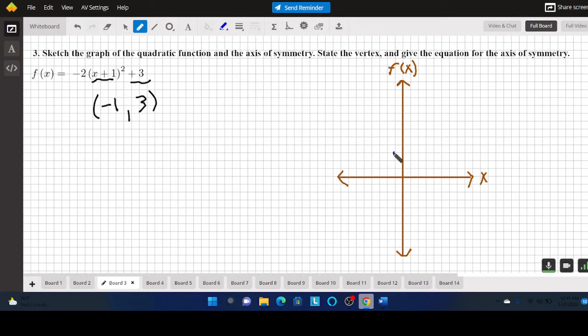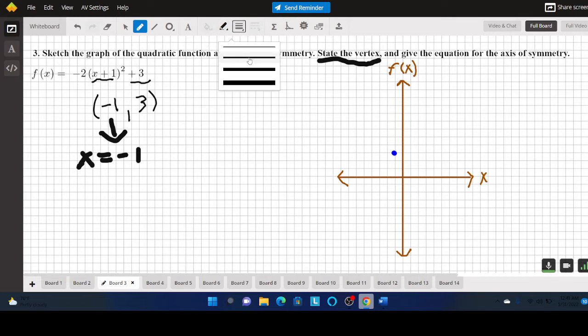Let's make that larger. That's putting the axis of symmetry. The axis of symmetry will go through that point. So we have x equals negative 1. And let's make our axis of symmetry go through there with a thinner line. Okay, we've dealt with the axis of symmetry and the vertex. Let's get the equation for the axis of symmetry. Got that, x equals negative 1.